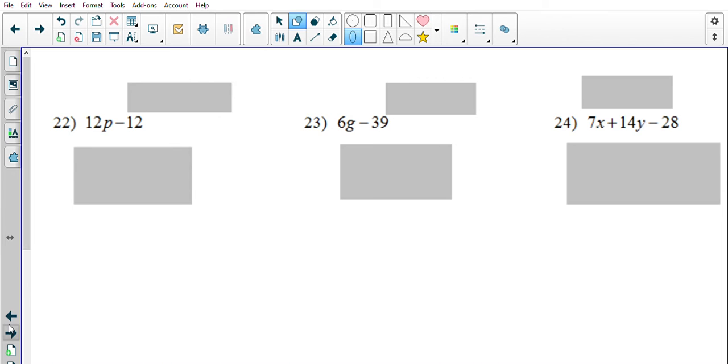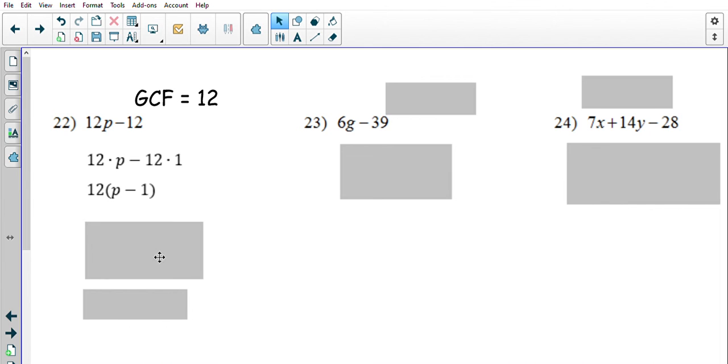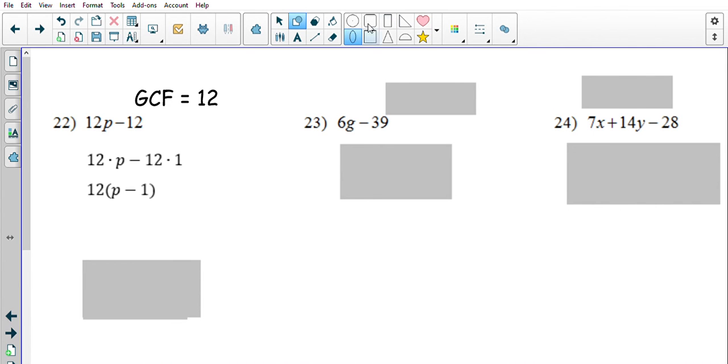All right, last 3 of these before we do a few or a handful of word problems. Number 22, 12p minus 12. Our GCF is 12. So we rewrite 12p as 12 times p, and then 12 is 12 times 1. 12 goes outside the parentheses. You have p minus 1 inside the parentheses. The important thing here, by the way, is that you recognize 12 times 1 gets you 12. You do have to have this 1 inside of the parentheses.